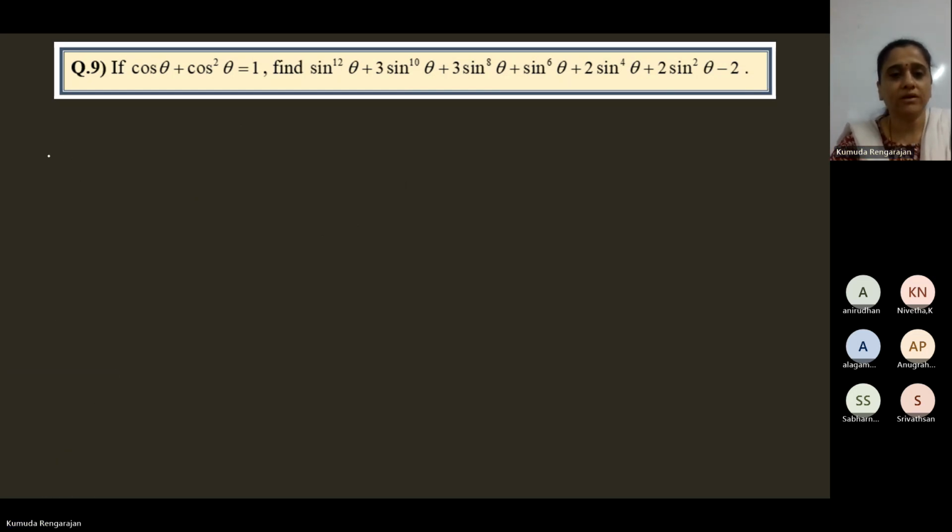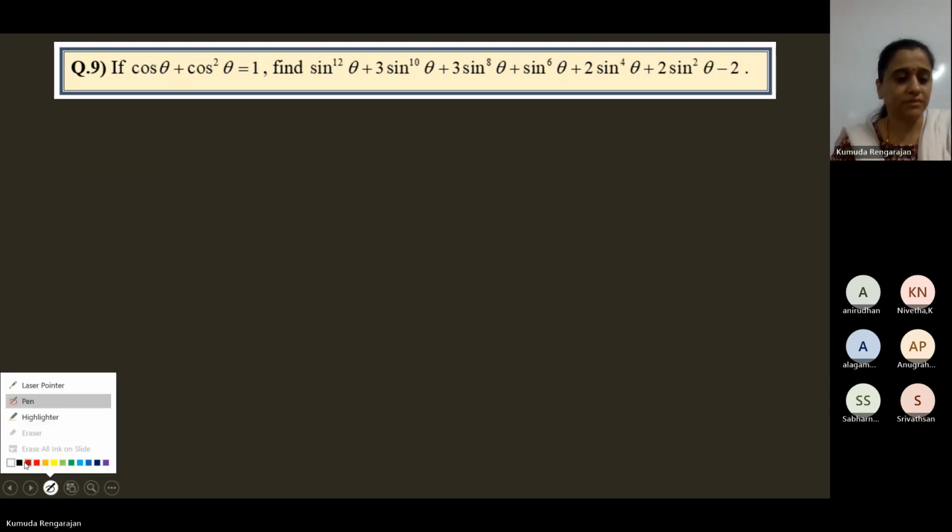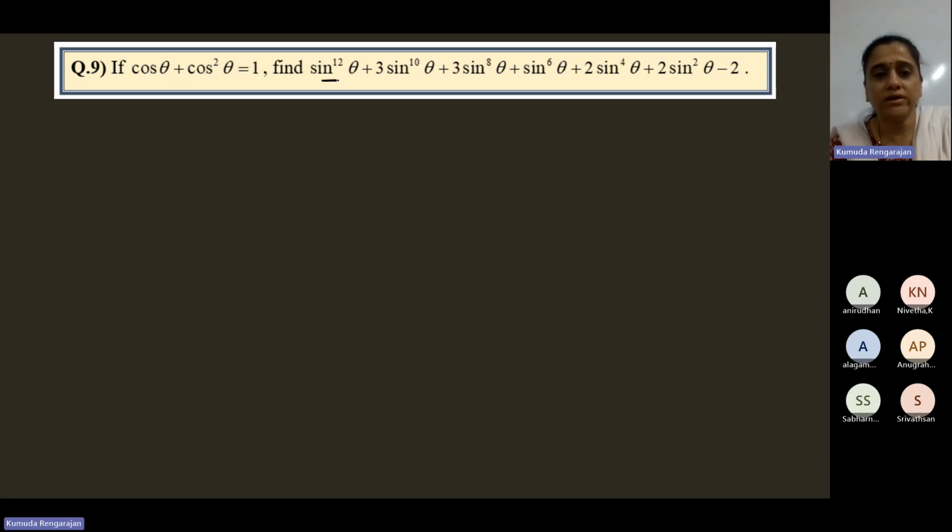Now, we have sine theta to the power 12 plus, 1, 2, 3, 4, 5, 6, 7 terms. Of the 7 terms, the last 3 terms have 2 in common.